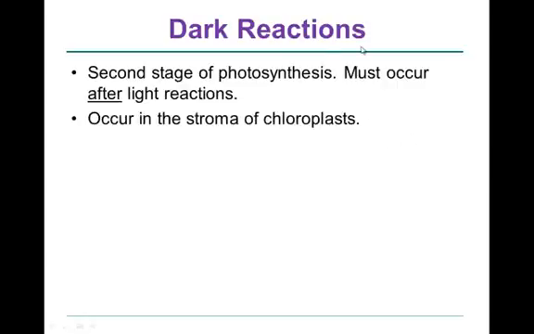The place where the dark reactions occur, also in the chloroplasts, those organelles, but they occur in the stroma, out in the fluid medium between the thylakoid membranes. That's where the enzymes for the dark reactions are, and that's where the products of the light reactions end up.